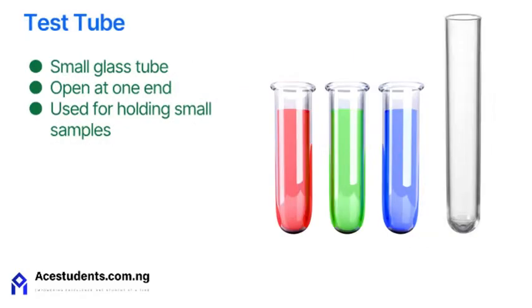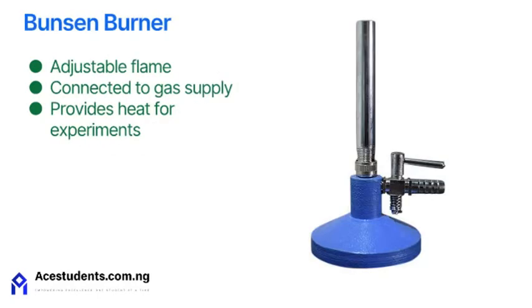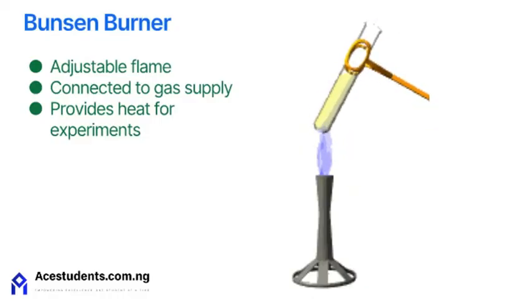Test tubes. Test tubes are narrow glass tubes used for holding small samples. They are especially useful when heating small quantities. Next is the Bunsen burner. The Bunsen burner provides heat. It connects to a gas source and produces a hot flame for heating substances.